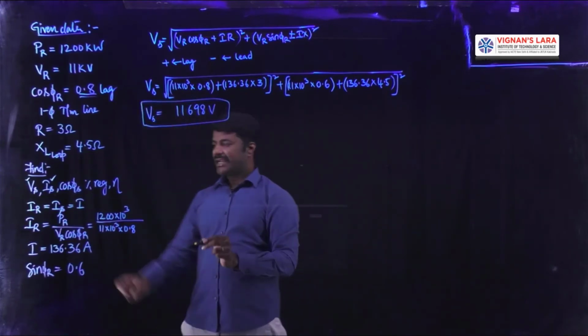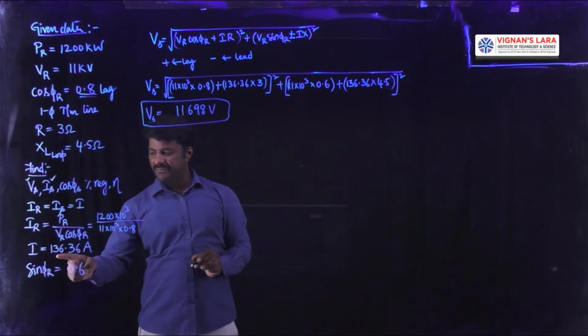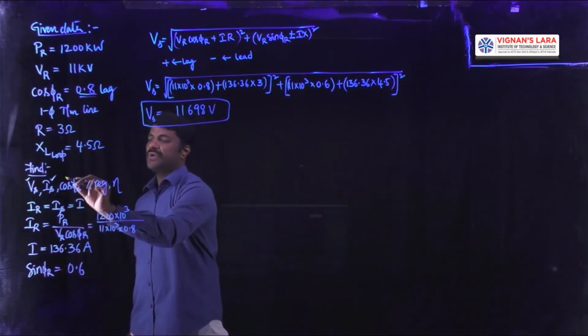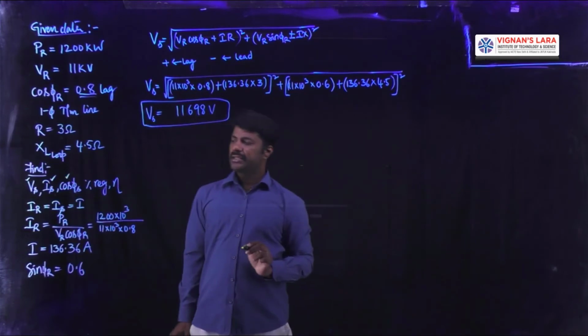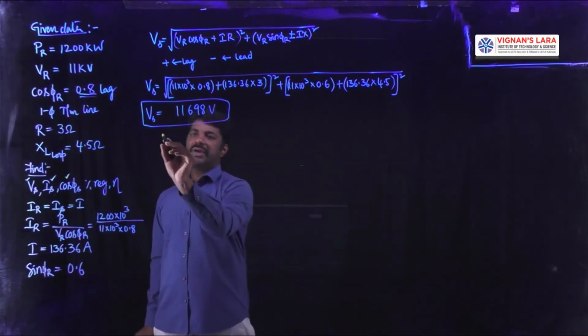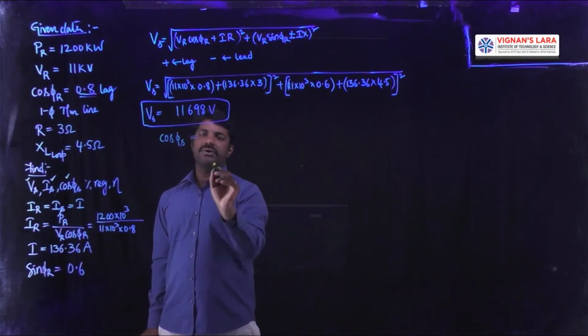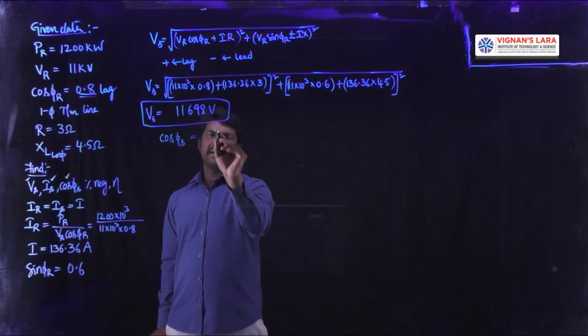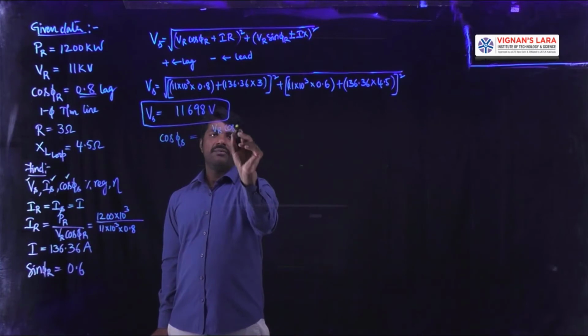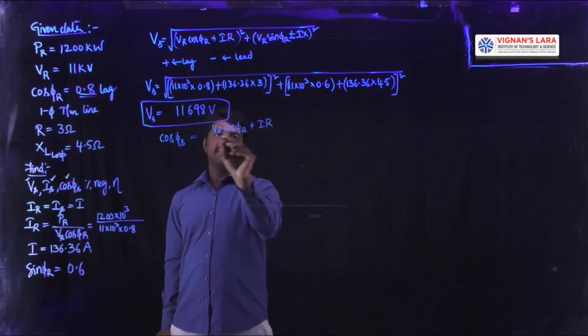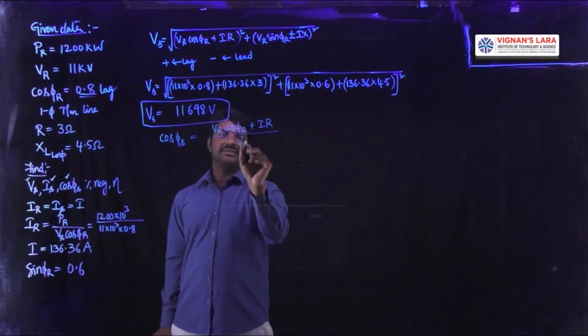With the sending end current of Is, the magnitude is the same, 136.36 amperes. So we got Vs and Is. Next we are going to see how to calculate this cos phi s. Directly we have the formula for cos phi s. Cos phi s is equal to the adjacent side of that right angle triangle, if you recall the formula, Vr cos phi r plus I into r, divided by the hypotenuse, that is Vs.